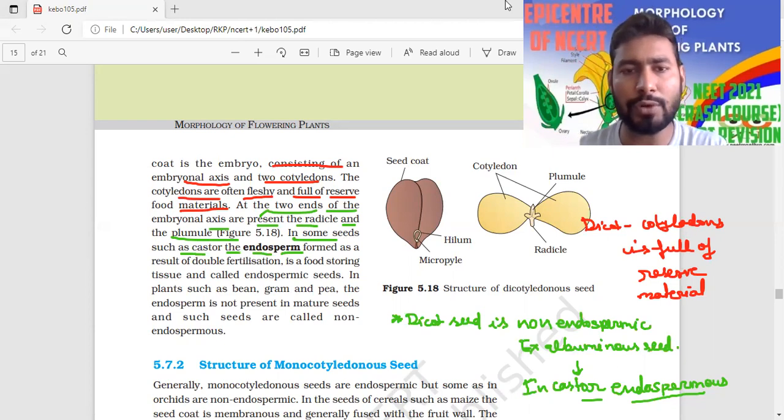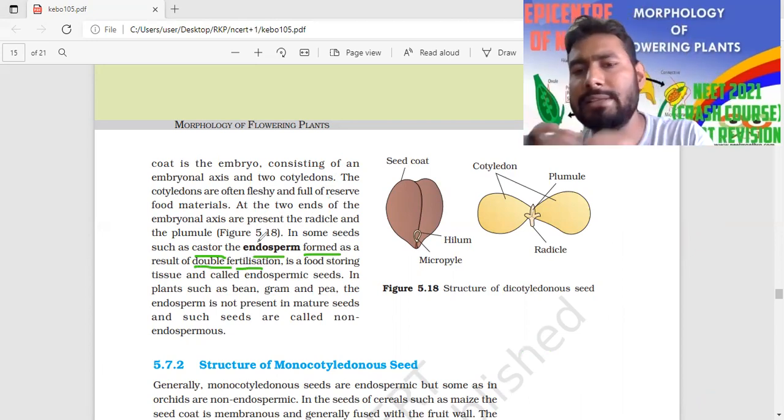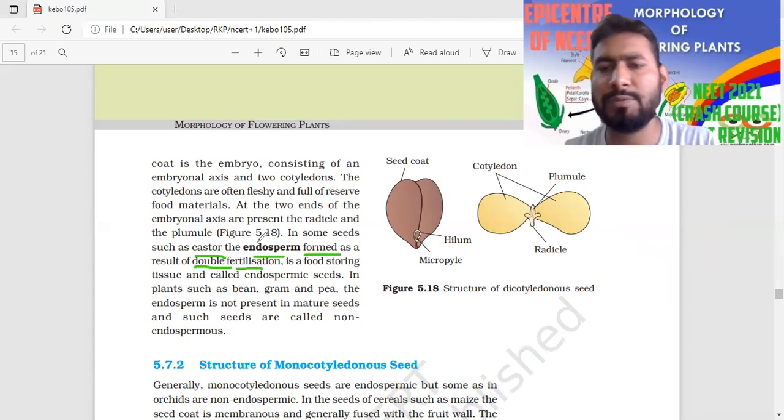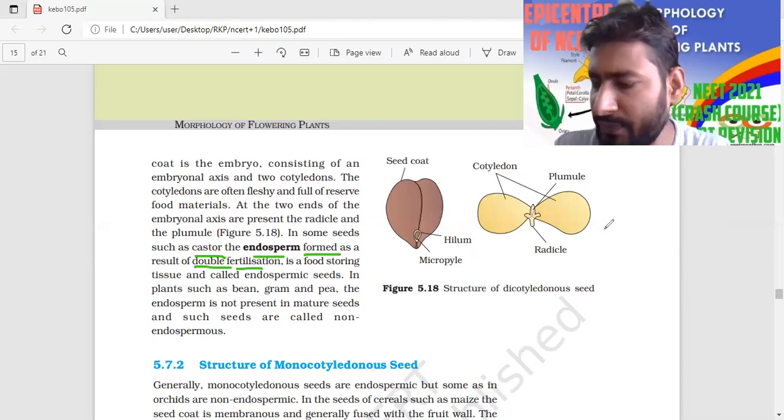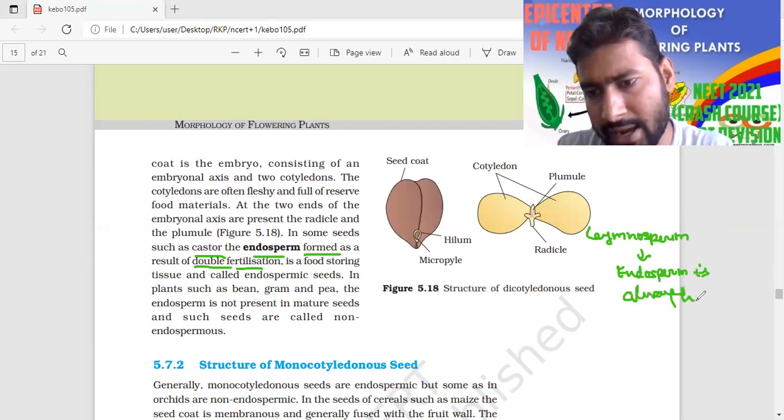Now, look at it again. In some seeds, such as castor, the endosperm is formed as a result of double fertilization. That means this is an angiospermic character. After double fertilization, formation of endosperm takes place, and endosperm is always triploid. While in gymnosperm, the endosperm is always haploid.